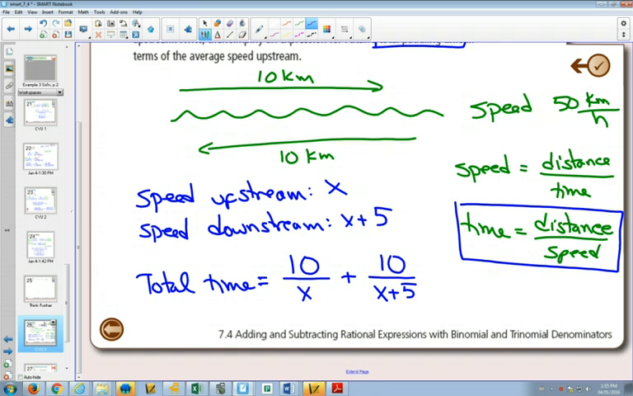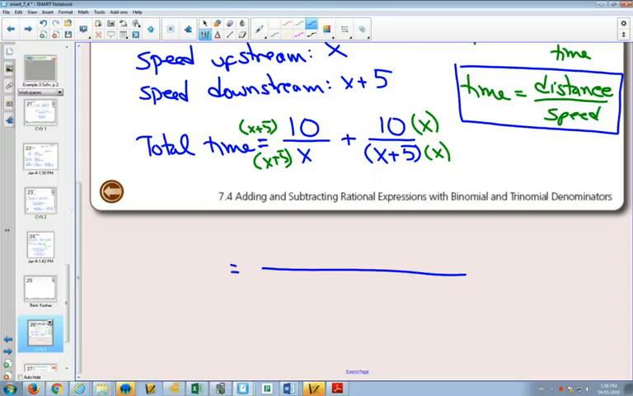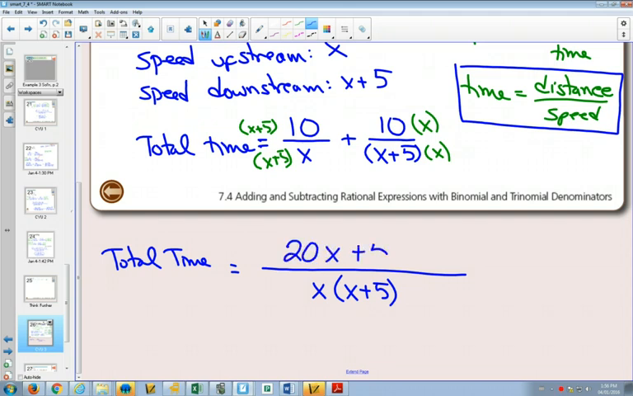So if we wanted to write a simplified version of this, we would need a common denominator. The first one's missing x plus 5. The second one's missing x. And our total time, now we have a common denominator of x times x plus 5. We're going to get 10x plus 50 plus another 10x, which will be 20x plus 50.